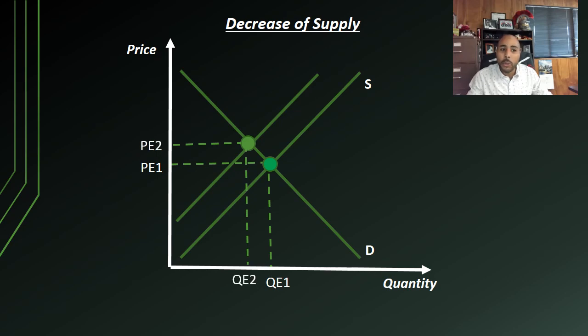Once again, we're going to create a new equilibrium. Now, our equilibrium price has increased and our equilibrium quantity has decreased. This is kind of like the worst possible thing that can happen. It's going to be harder to get this product and it's going to be more expensive than before.